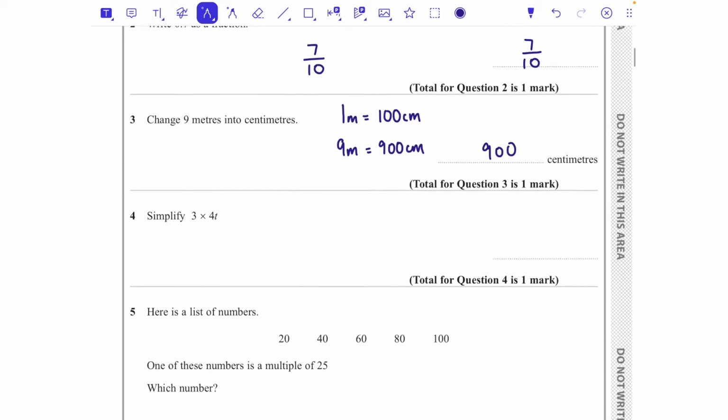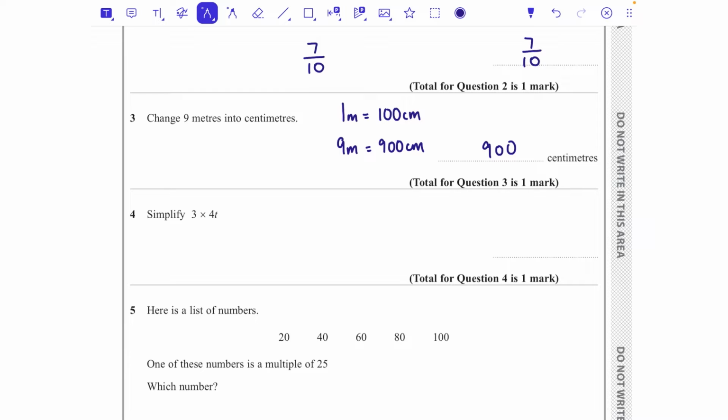Question number 4, simplify 3 times 4t. So if I've got 3 lots of 4t, I'm taking that 4t and multiplying it by 3. So that would just be 12 lots of t.